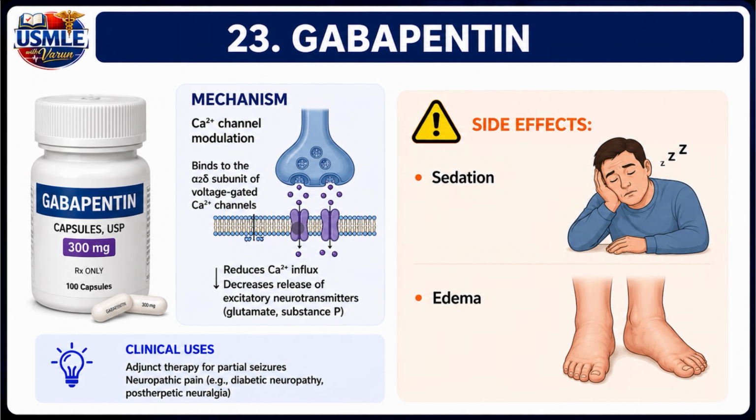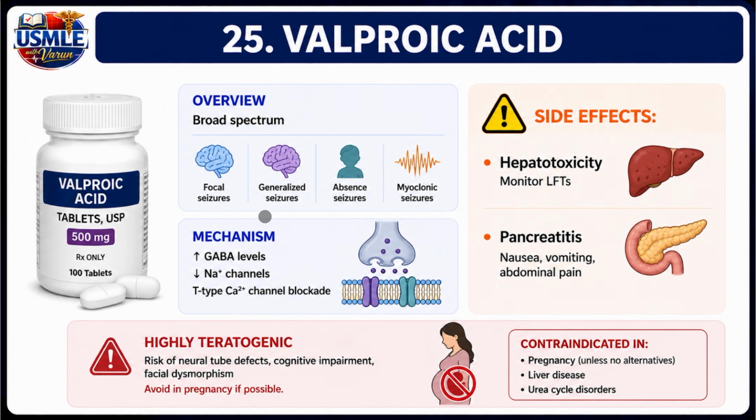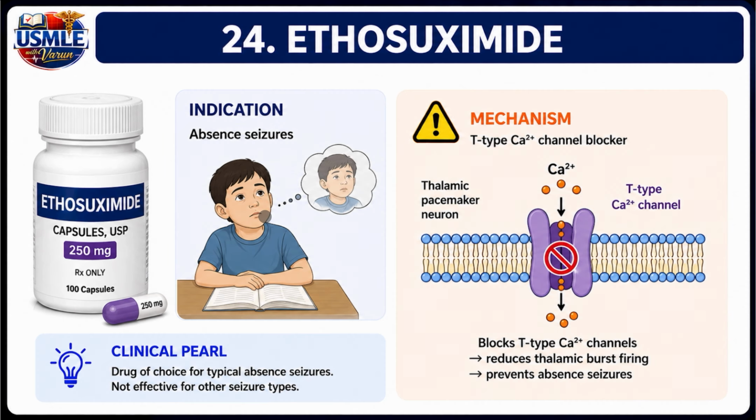Gabapentin binds to the alpha-2 delta subunit of voltage-gated calcium channels, decreasing neurotransmitter release. Common adverse effects include sedation, dizziness, and peripheral edema. Ethosuximide is the drug of choice for childhood absence seizures. Its mechanism of action is selective blockade of T-type calcium channels within the thalamic neurons, interrupting the 3 Hz spike and wave activity, which is characteristic of absence epilepsy.